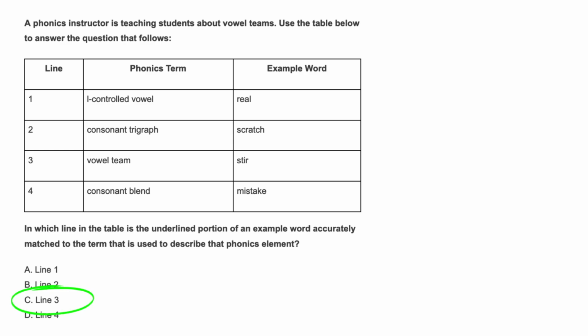The correct answer here is letter C. The underlined phonics element in the word stir, IR, is not a vowel team. A vowel team, remember, is a sequence of two or more letters that represent a single vowel sound. For example, the OA in boat.